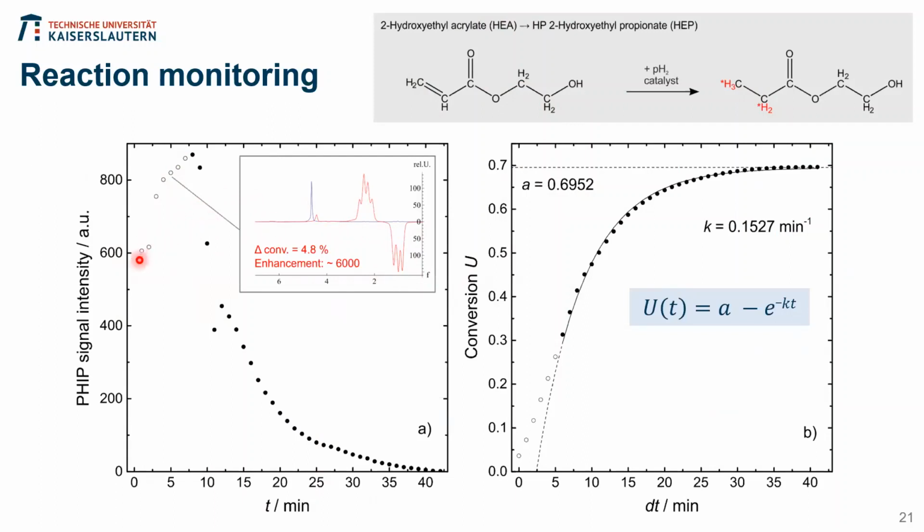You see a very, very nice enhancement. And here you see the initial phase of the catalyst activation. So the catalyst has some protective groups, and they need to get removed by a hydrogenation reaction. And then our real hydrogenation reaction of our substrate molecule starts. And then you can monitor just the signal intensity over time. And from that, you can calculate the conversion.